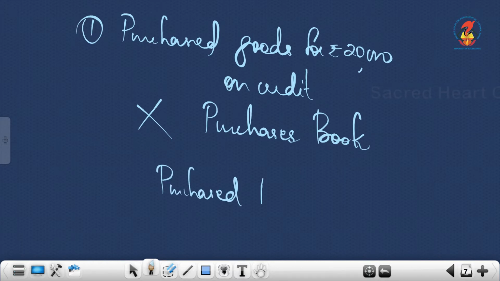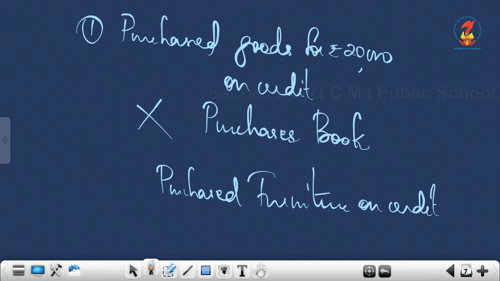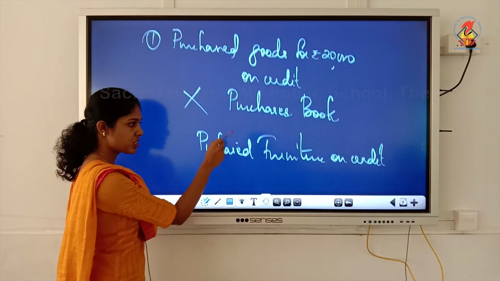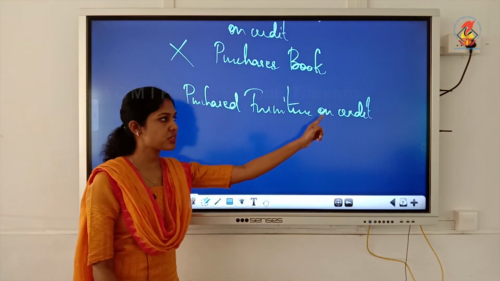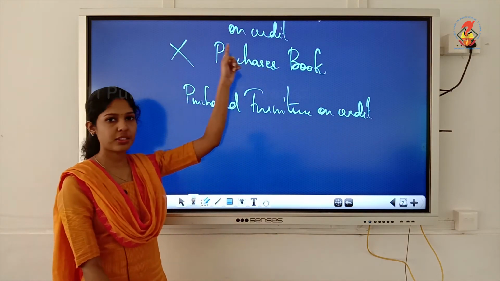Purchased furniture on credit. Purchased furniture on credit. Where are we supposed to enter this transaction? Since it is a fixed asset purchased on credit, we can't write it in purchaser's book.